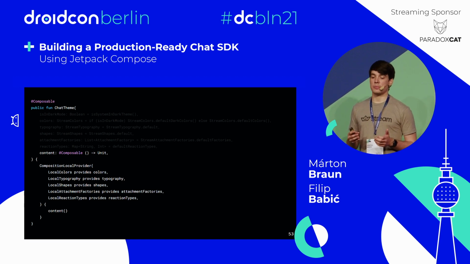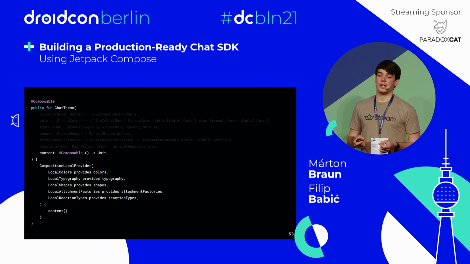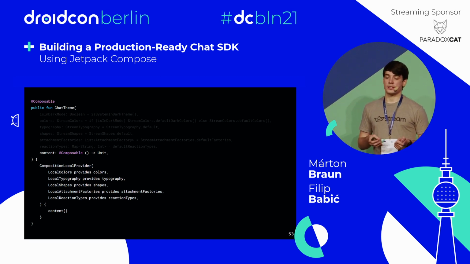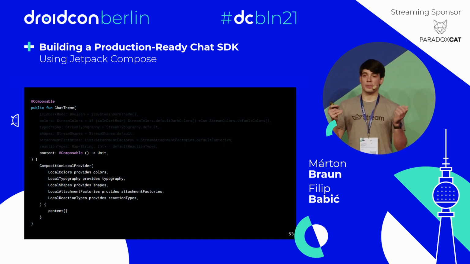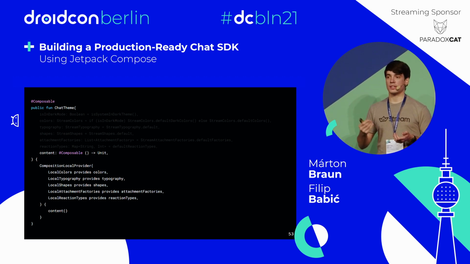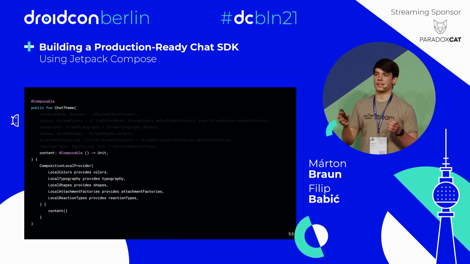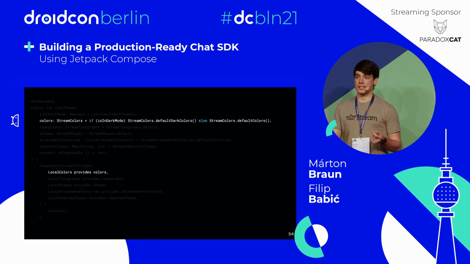Basically, Chat Theme is a wrapper that you can wrap any composable content with. And it provides all of the parameters that it receives as composition local values to the content. So this means colors, typography, shapes, and so on can all be customized in this top-level chat theme, which has to be present somewhere in the top of your composable tree that then includes our components. And our components will take these values from chat theme through these composition locals and use those colors and so on.